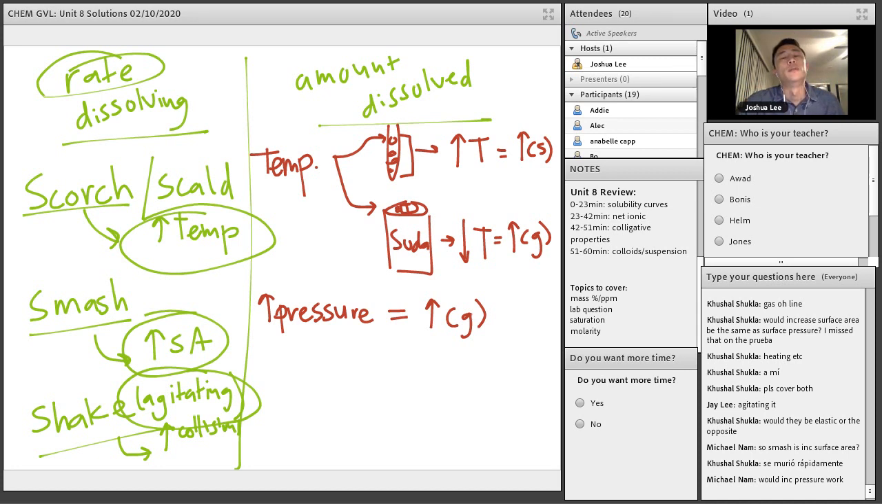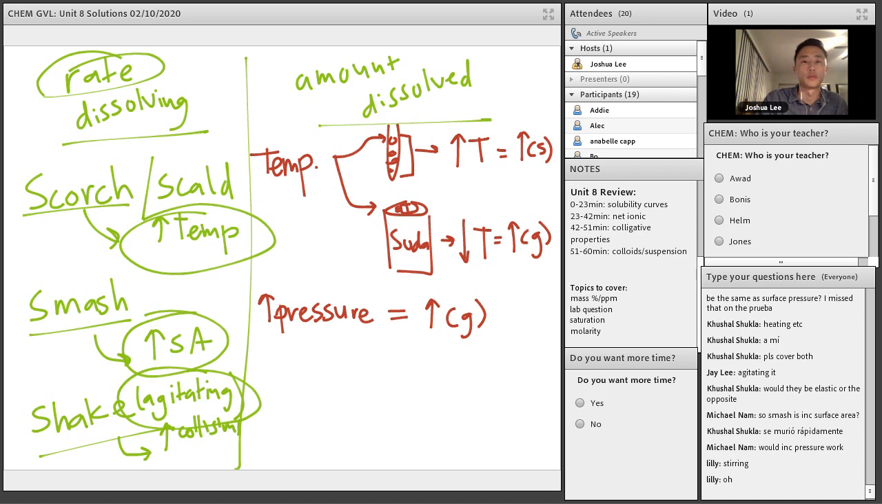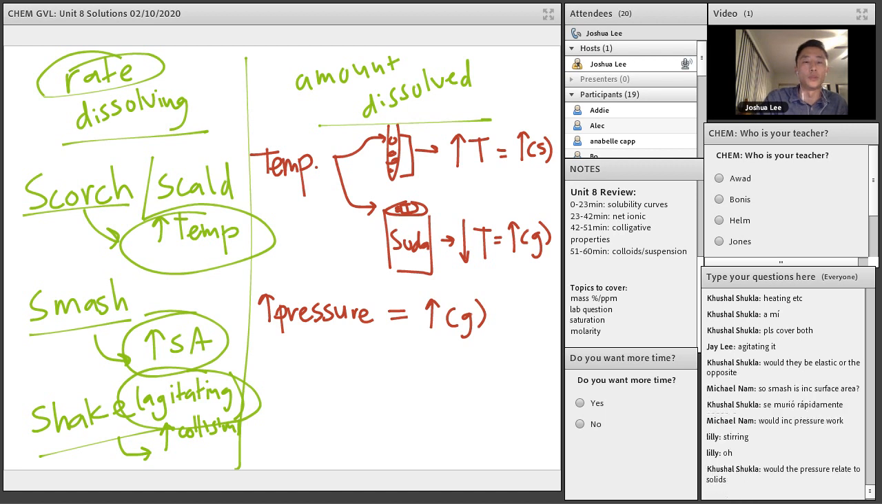What's the last one? Temperature, pressure, in order to dissolve more stuff. Heat, pressure. I think that's it. So hopefully you notice the difference between the rate of dissolving and the amount being dissolved. Stirring is the rate. I'm pretty sure there are only two things that are really about the amount being dissolved. Oh, and the type of solvent.